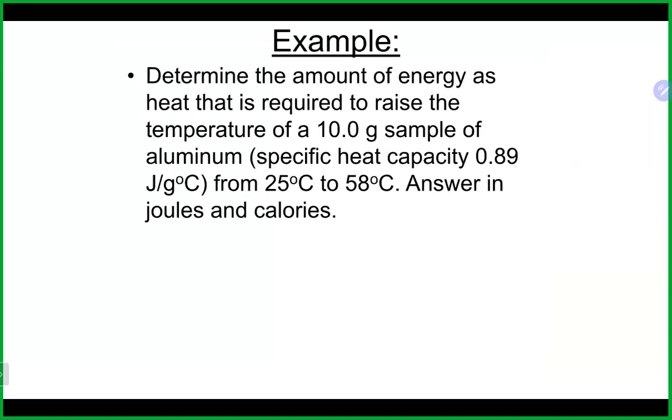All right, so let's try one here. Once you calculate here, what is the amount of energy or heat that's required to raise 10 grams of aluminum, with a specific heat capacity of 0.89 joules per gram per degree Celsius, from 25 to 58 degrees Celsius? Let's go with joules.